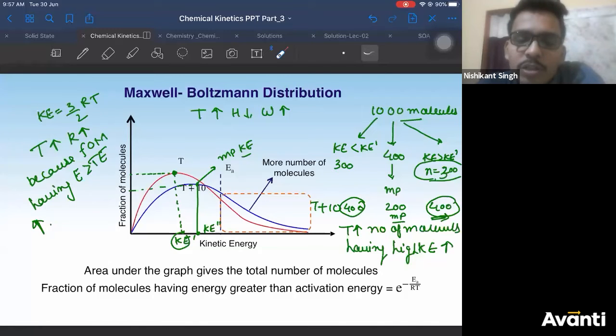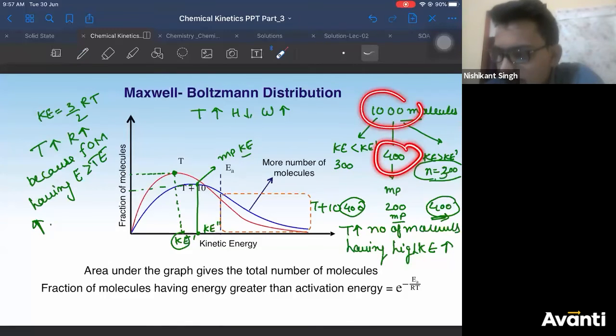What do you mean by fraction of molecules? Number 400 by 1000. Fraction of molecules means 400 divided by 1000. Simple. Number of molecules divided by total number of molecules.